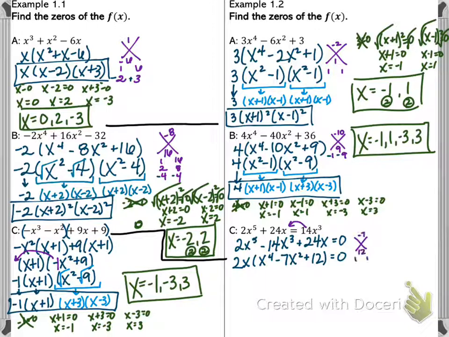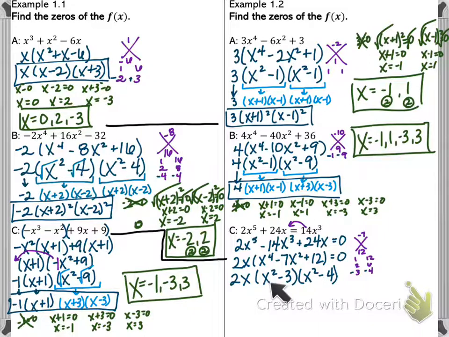I'm going to do -7. I have the factors of 12 are 1 and 12, 2 and 6, and 3 and 4. And it looks like the 3 and 4 is what I need. So I'm going to rewrite this as 2x times x squared minus 3, x squared minus 4. And in this particular one, this one is not a difference of squares.